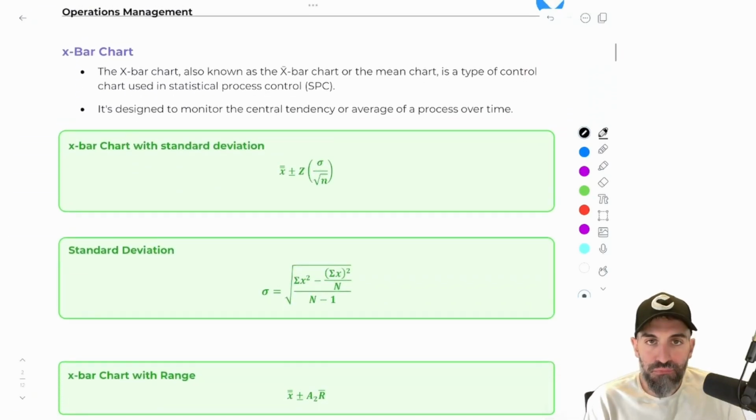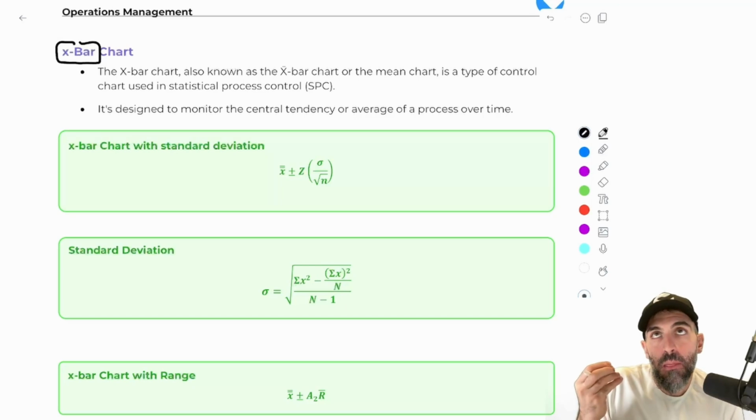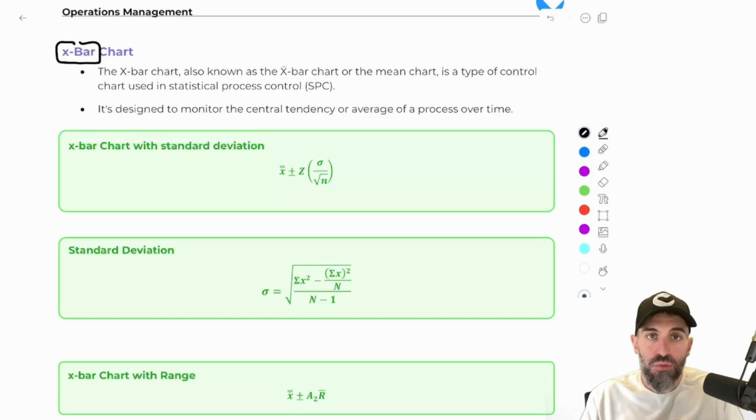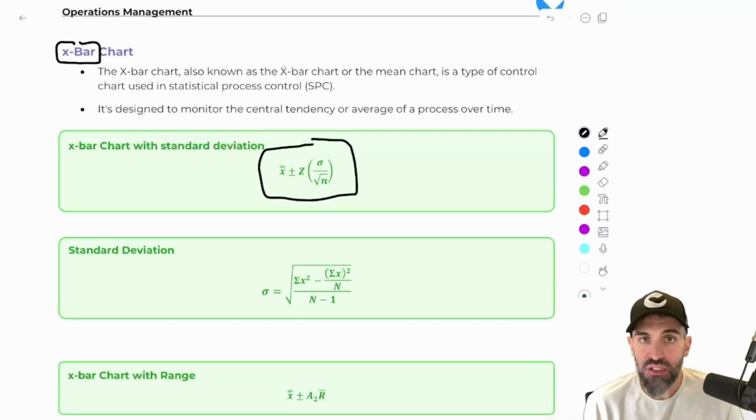The first one is the Xbar chart. Now, Xbar means a sample mean. So this is a control chart that we use when we're measuring an average of something. So this could be a measurement, for example, a weight, an amount of time, something quantitative. And the control chart, if you've taken a stats class before, is basically just a confidence interval. Okay, we've done this in business stats.